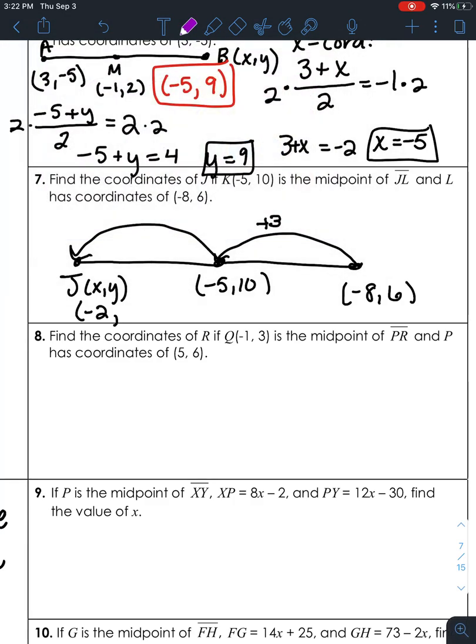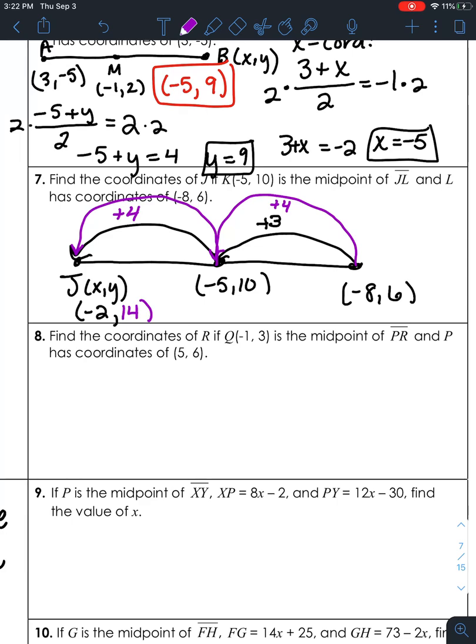Now let's do that for our y coordinate. I'm going to do that in purple. So I'm starting at 6 and going to my y coordinate of 10. That means I added 4. If I added 4 here, I have to add 4 again going to here. 10 plus 4 is going to give me my y coordinate of 14.